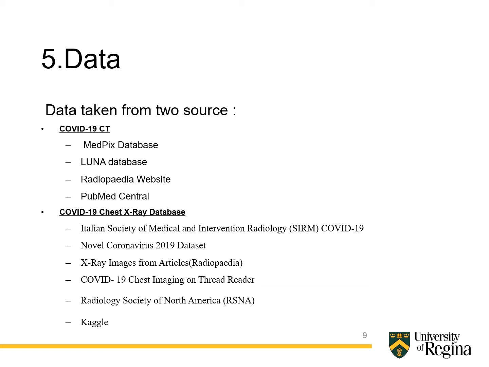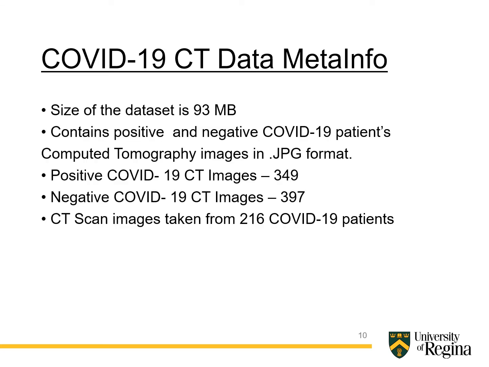So moving forward, we will talk about the COVID-19 CT data format and size. As mentioned in the slide, the COVID-19 CT dataset size is around 93 MB. It contains both positive and negative CT scan images of COVID-19 positive and negative patients. There are two folders in the COVID-19 CT database: one is positive COVID-19 and the other is named negative COVID-19. In positive COVID-19, we have around 349 CT scan images, and in negative COVID-19 we have around 397 images.